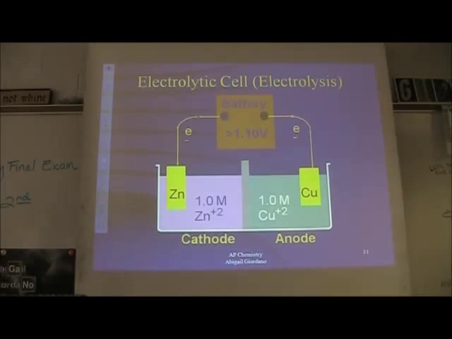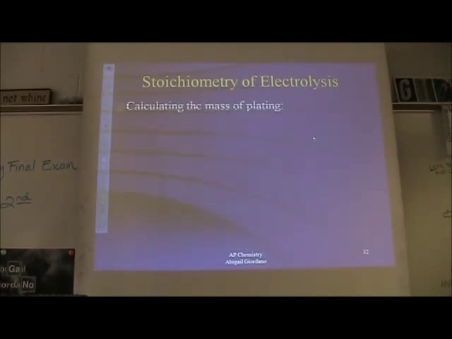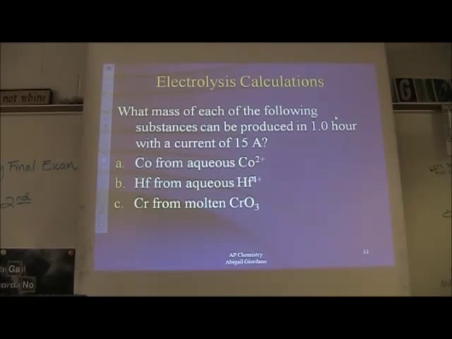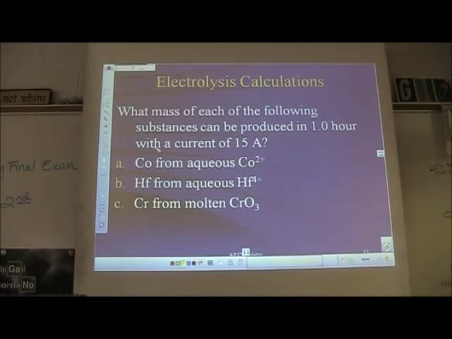Okay? This is an electrolytic cell, ladies and gentlemen. And there is math associated. I'm going to jump right to a practice problem. It's easy. Here we go. It says, what mass of each of the following substances can be produced? Because that's the purpose of an electrolytic cell. If we run this cell for 1 hour and we force a current of 15 amps.